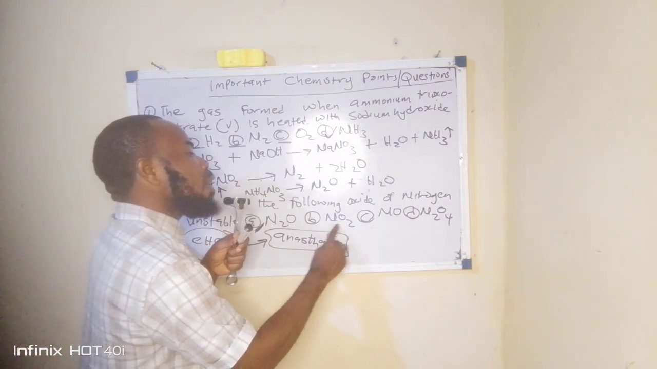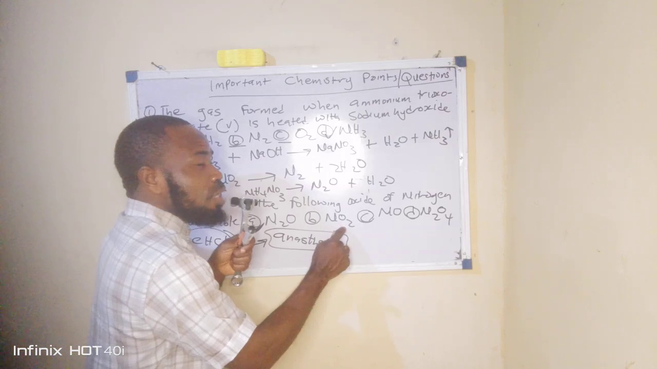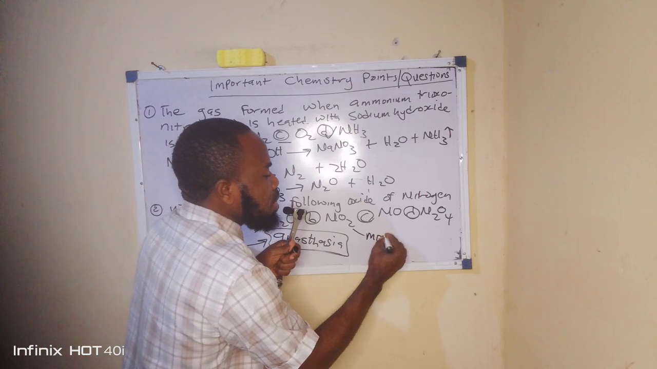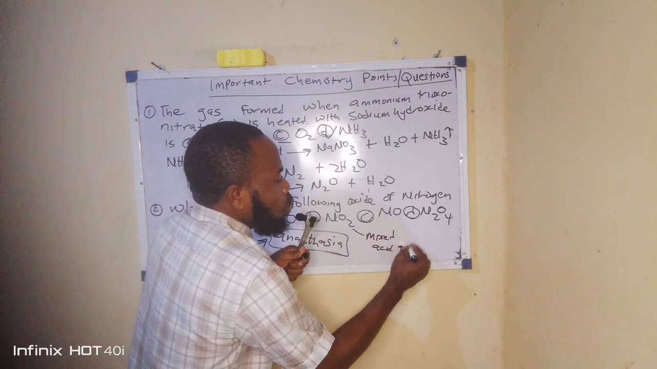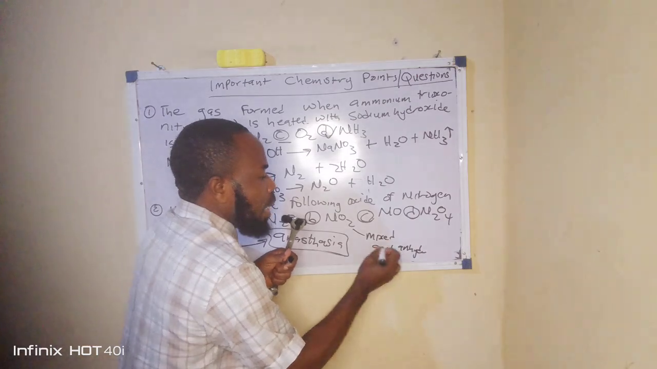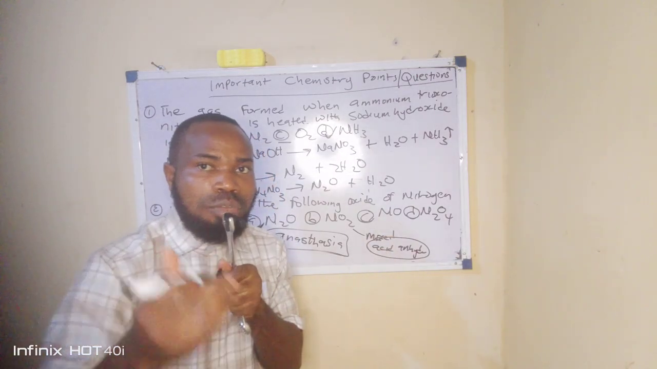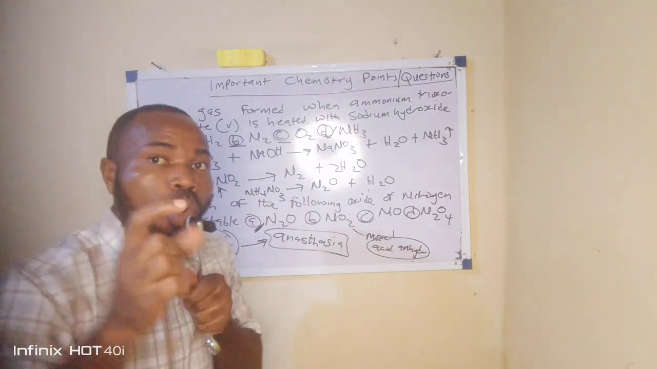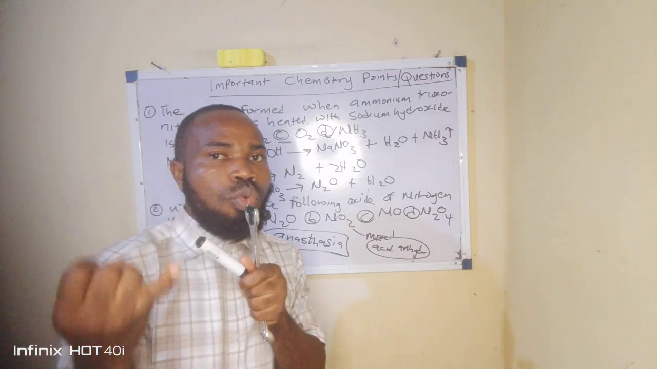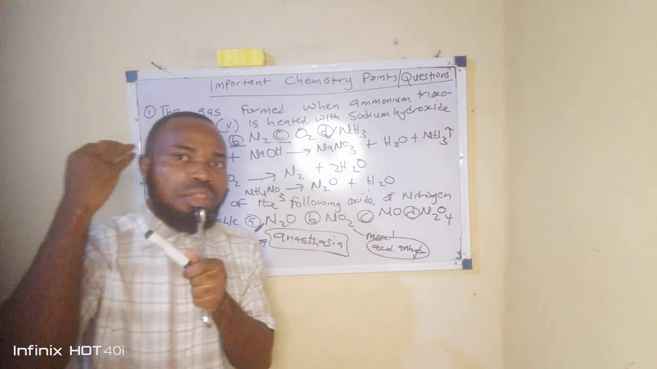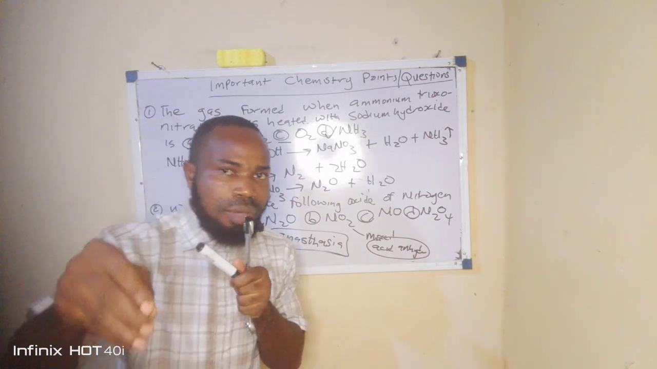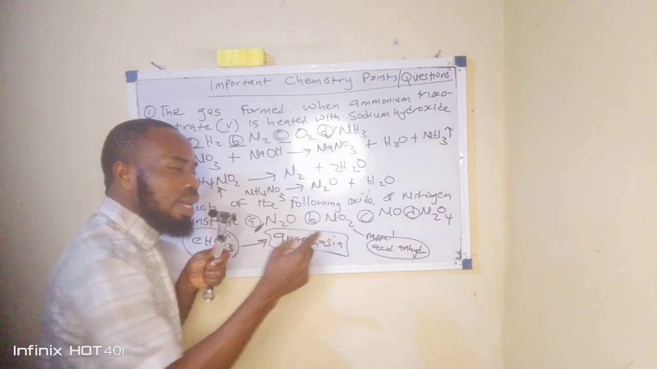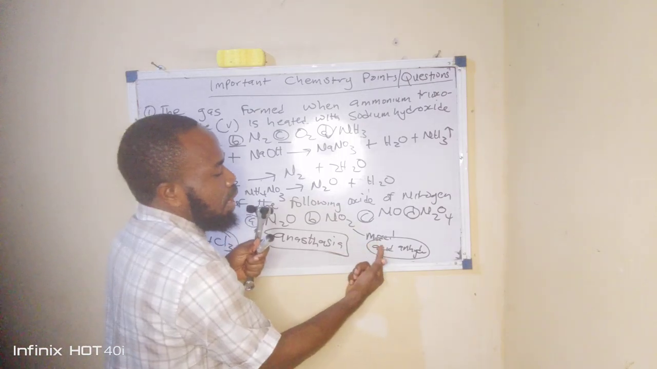Now look at this one. This is the reddish brown gas, nitrogen 4 oxide, and you should also remember that this nitrogen 4 oxide is an example of a mixed acid anhydride. What do I mean by that? Normally, acid anhydrides are oxides of non-metals that react with water to form acid. That's why they call them acid anhydrides. For example, we have SO2, SO3, and CO2. They react with water to form an acid. Unlike this one here, which if you react with water, is going to form 2 acids. That's why they call it a mixed acid anhydride.